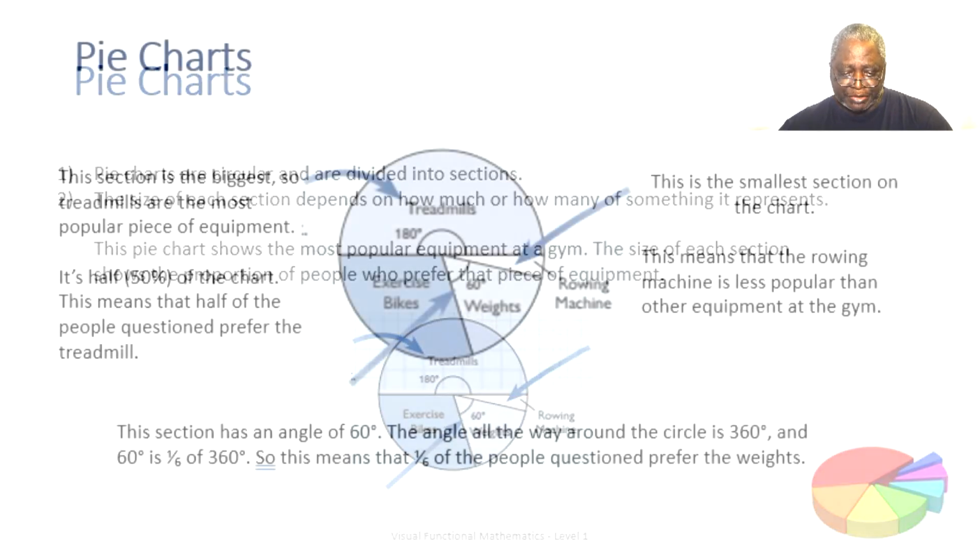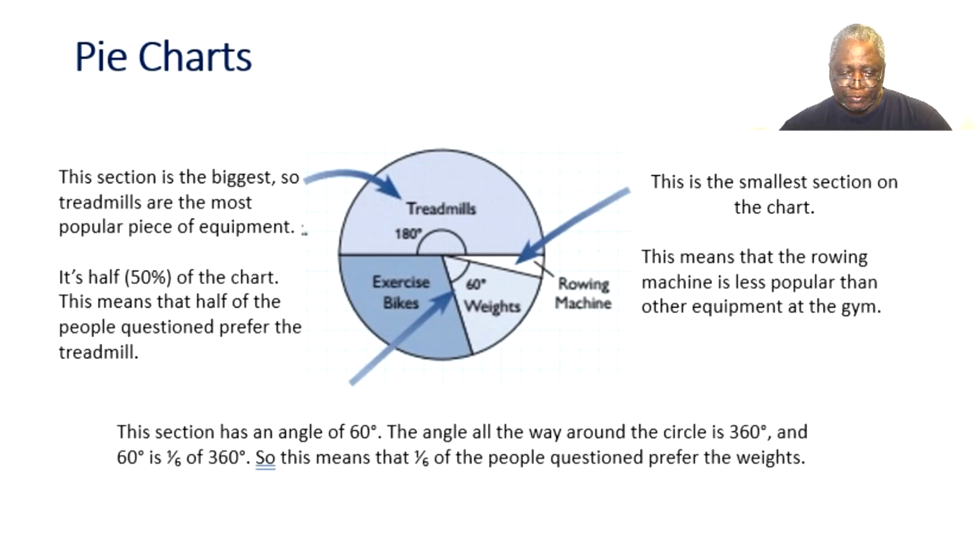If you look at the pie chart, it's divided into 4 sections. You have treadmills, 180 degrees. You have weights, 60 degrees. And then you have rowing machines, and you've got exercise bikes. You'll be able to figure out the size of those sections later on, but by just looking at them, you can see that the least popular is rowing machines, the most popular is treadmills, and then next to treadmills is exercise bikes. I like exercise bikes as well because I'm lazy.